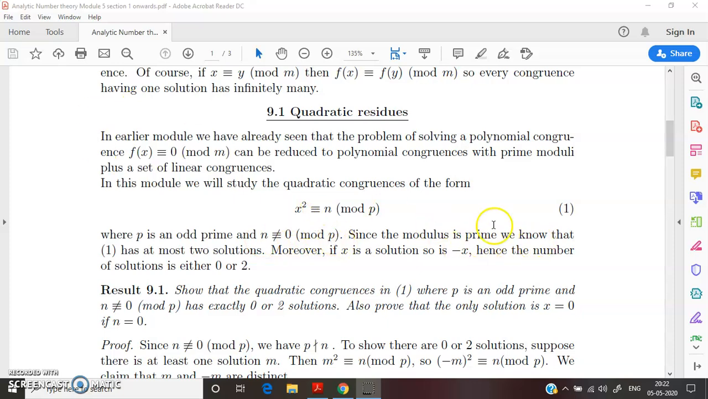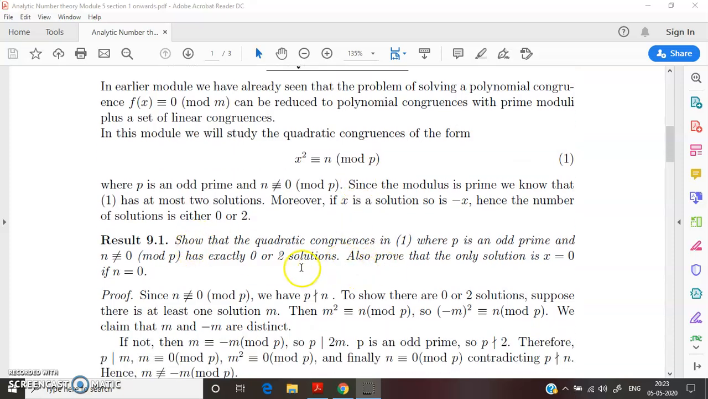Since the modulus is prime, we know that a quadratic congruence has at most two solutions. Therefore, if x is a solution, so is minus x. Hence, the number of solutions is either 0 or 2. But we need to prove this in detail. We could simply leave it as an exercise, but here I will prove how this becomes either 0 or 2 solutions for this quadratic congruence.